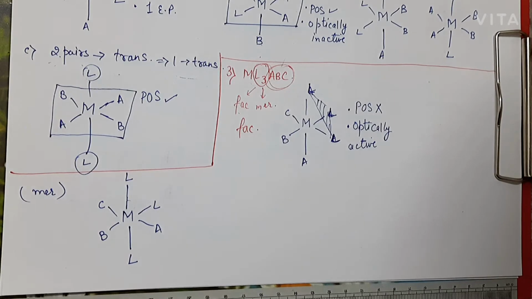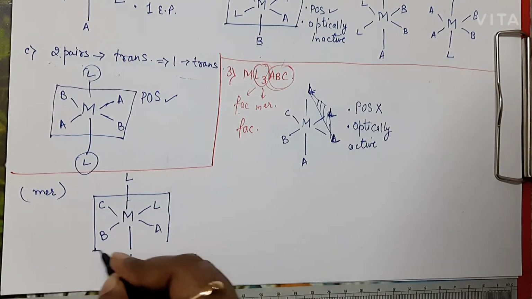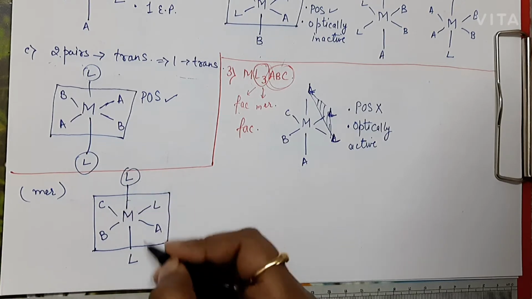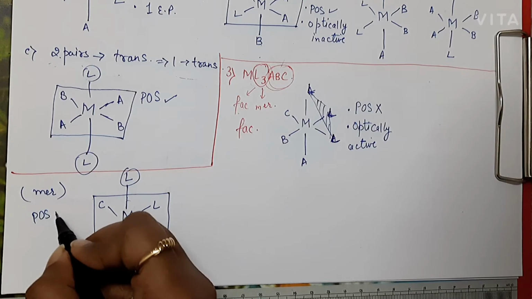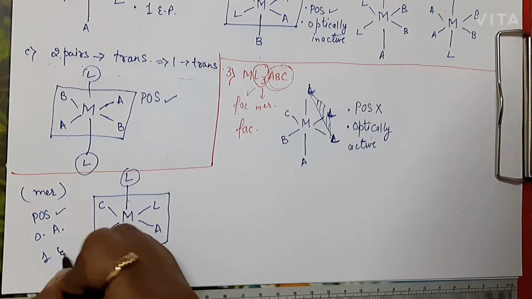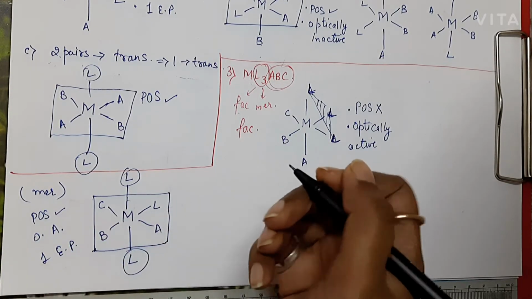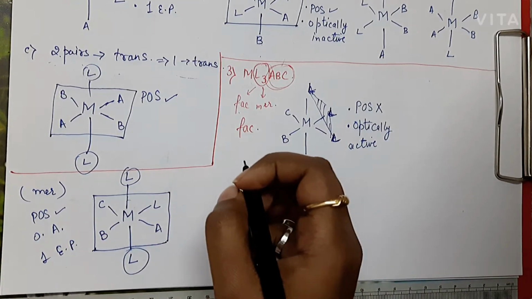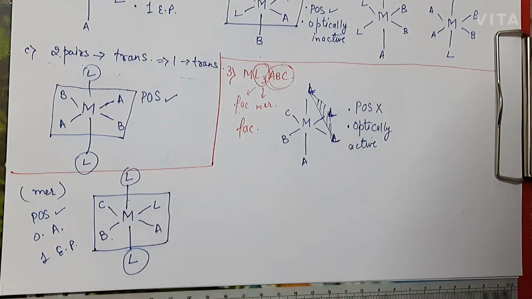Now here what you can observe is that you are having a plane of symmetry, right? This L will be reflecting this L. So plane of symmetry is present, the compound is optically active, so it will be having one enantiomeric pair, right? Enantiomeric pair is nothing but the mirror image of it. Now what we have to look for is, here we have A, B, C, three different ligands. Now there will be a role of these three ligands.